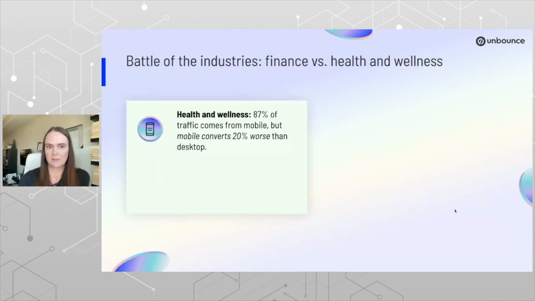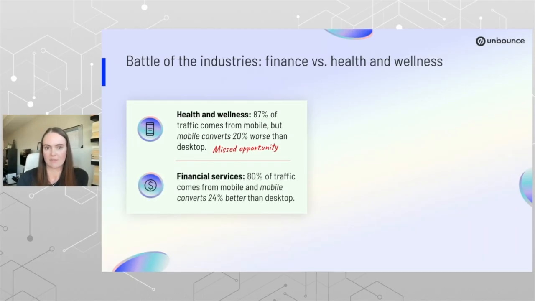In health and wellness, we see that 87% of landing page traffic comes from mobile, but the average conversion rate is 20% worse than desktop. This is a huge missed opportunity in this industry, and it's leading to major conversion loss. On the flip side, we see that in financial services, 80% of traffic is coming from mobile, and mobile is converting 24% better than desktop.